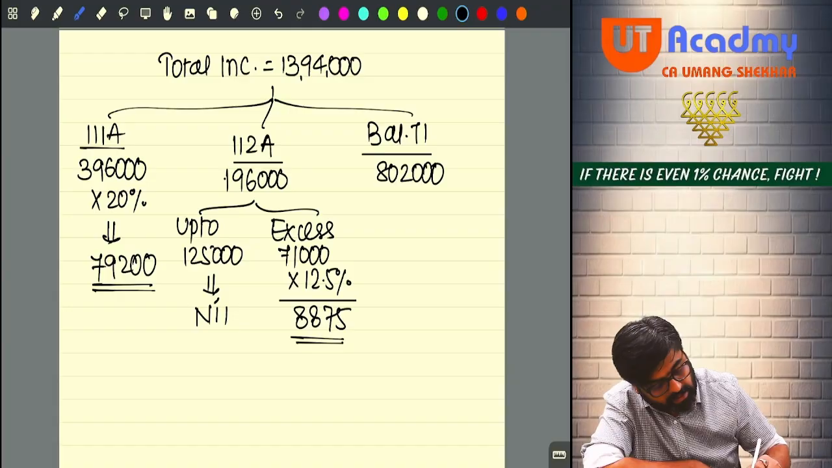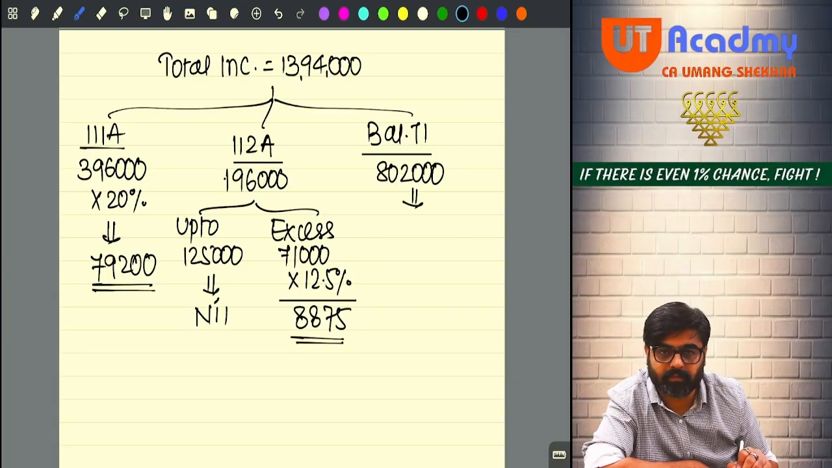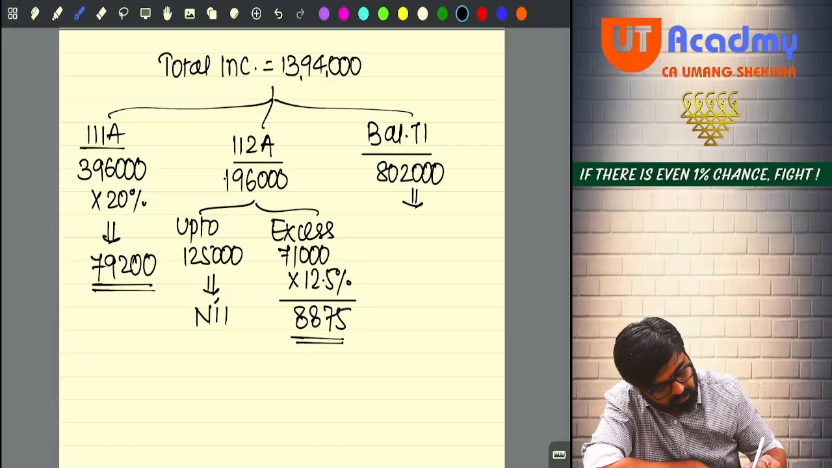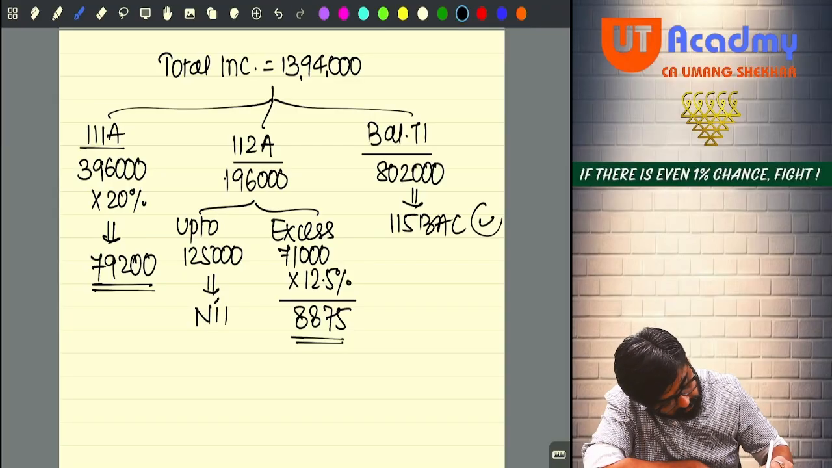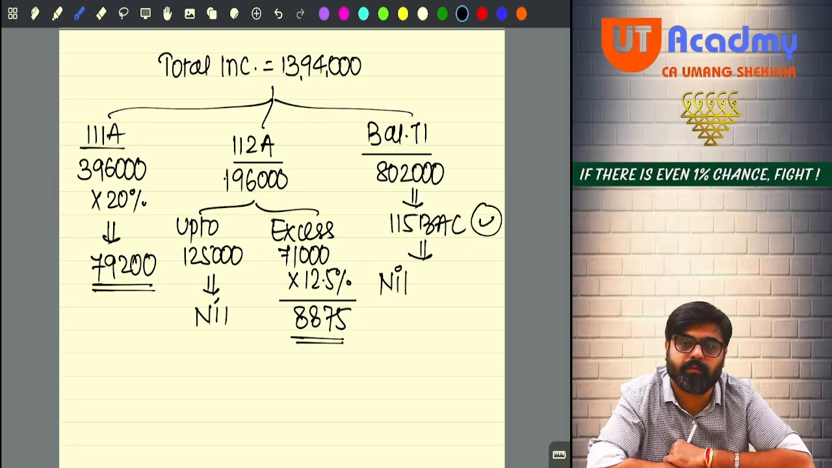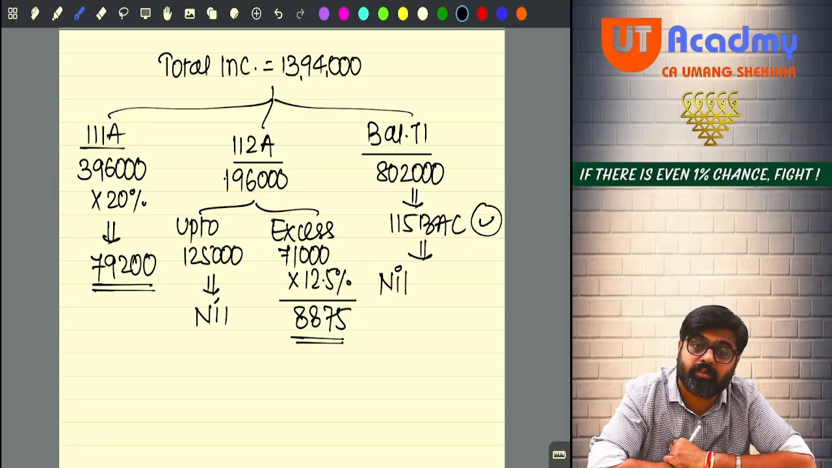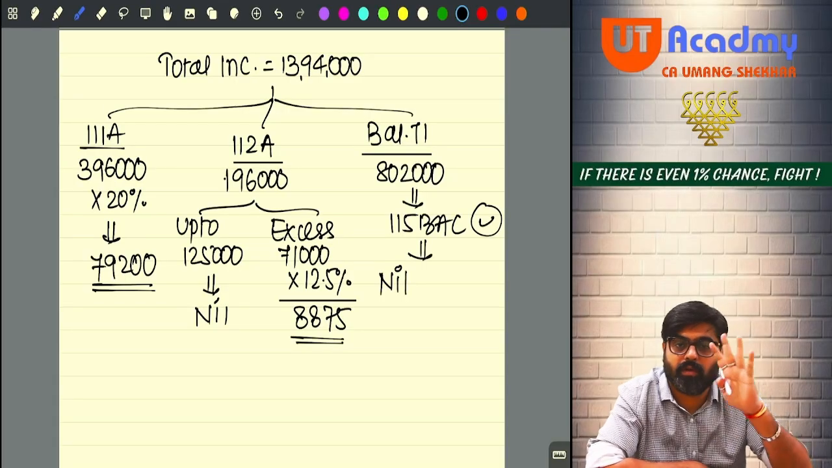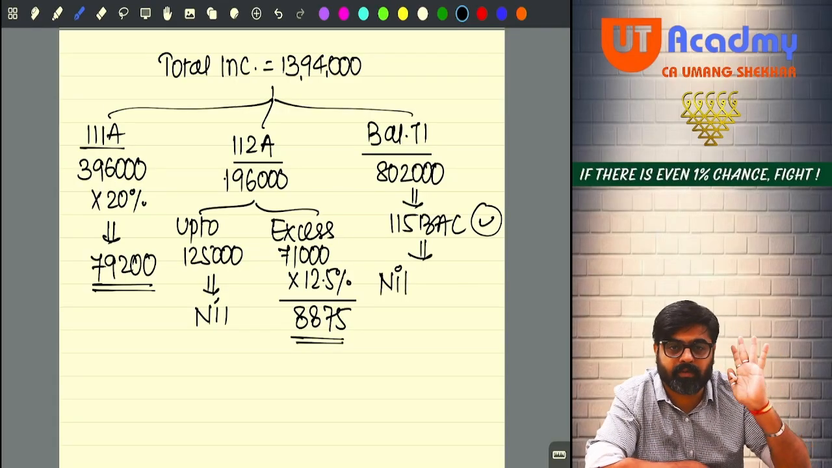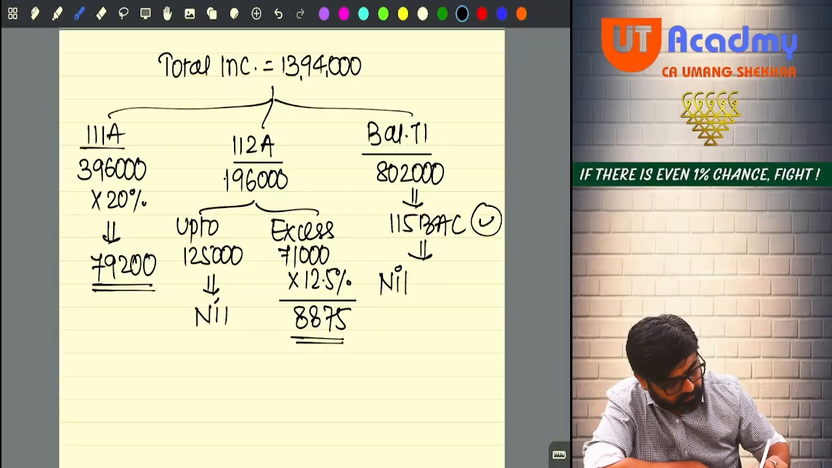Now on this 8,02,000 you are going to apply 115BAC rates. Okay, so up to first 3 lakhs, 115BAC rates. First 3 lakhs you are not going to pay any tax. Then 3 lakhs to 7 lakhs. On this 4 lakh you are going to pay 5%, meaning 20,000.